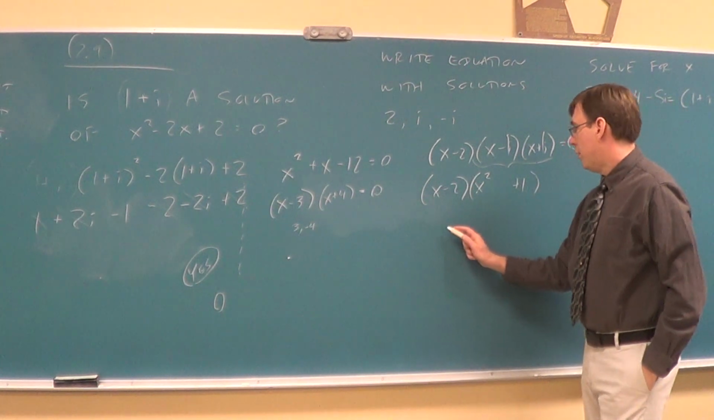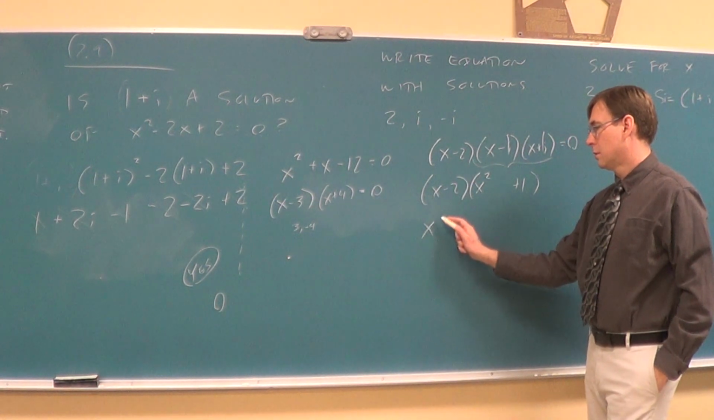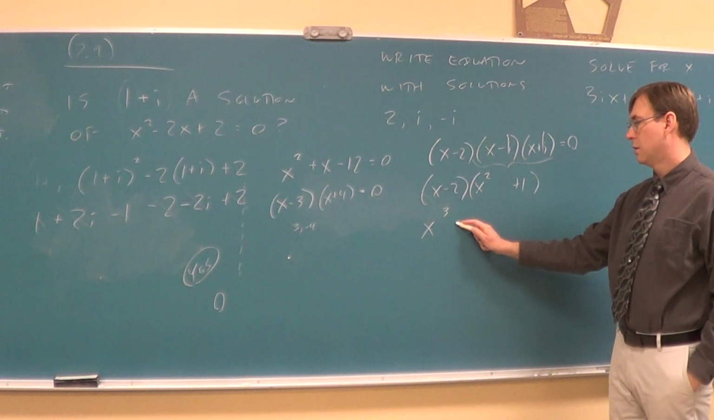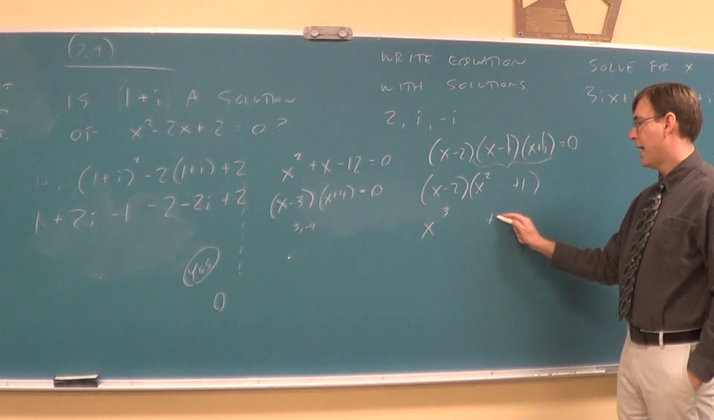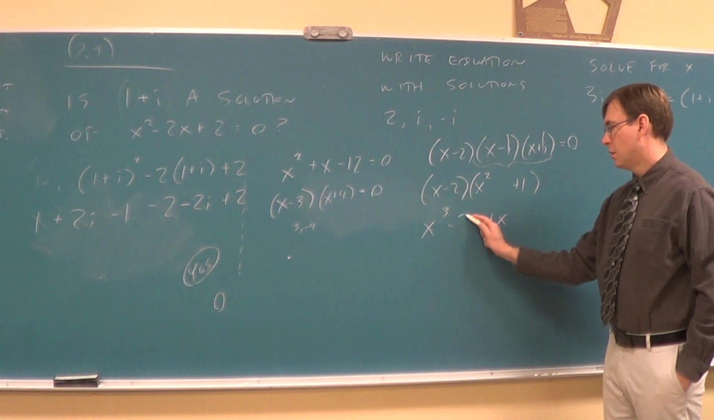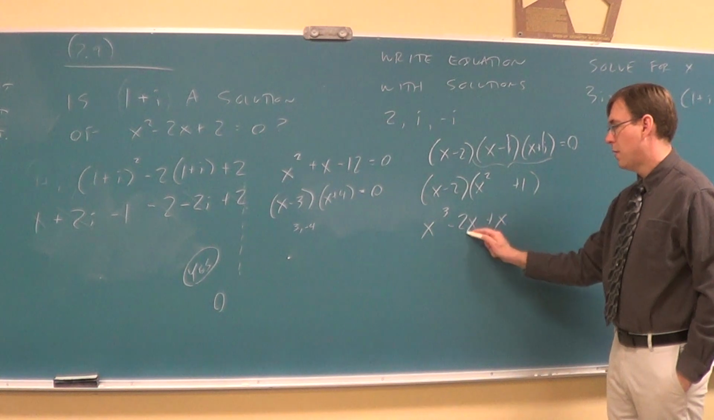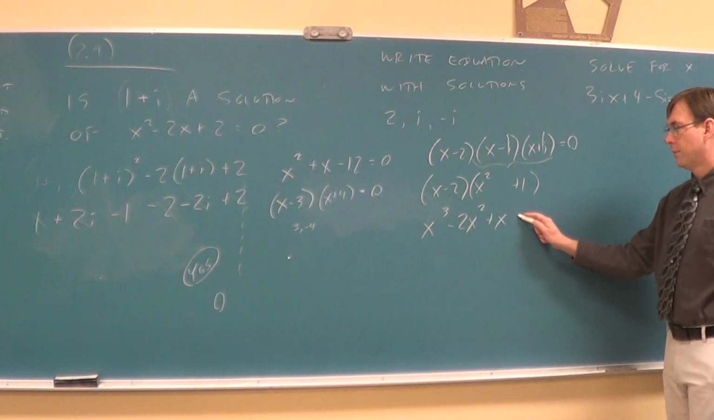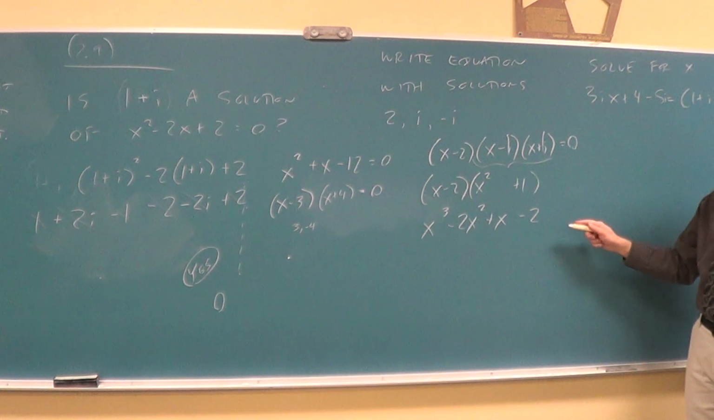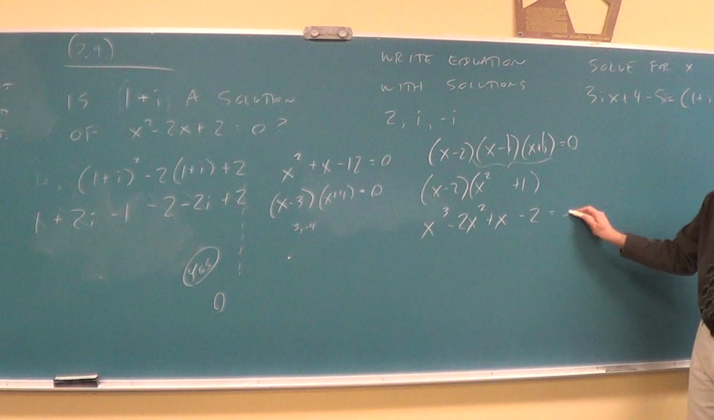Now we're going to have to FOIL. X cubed is there. Plus 1x is there. Minus 2x squared. Minus 2. And that's a lot of nice work, and on a quiz I would go minus half z equals 0. It has to be an equation.